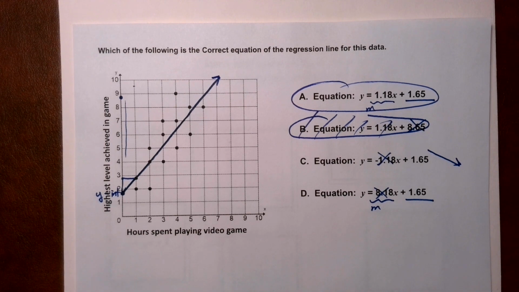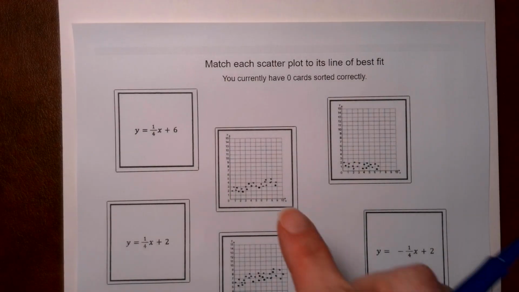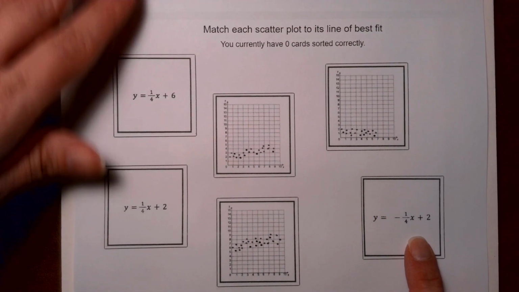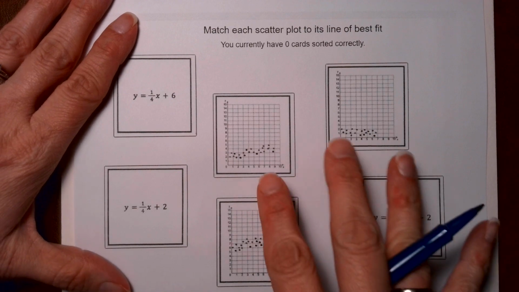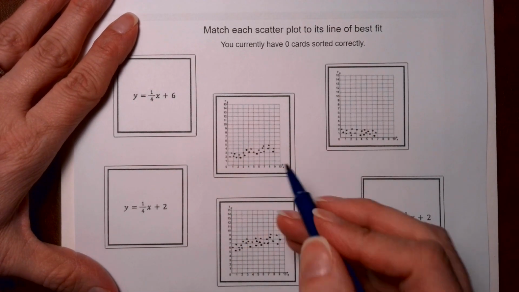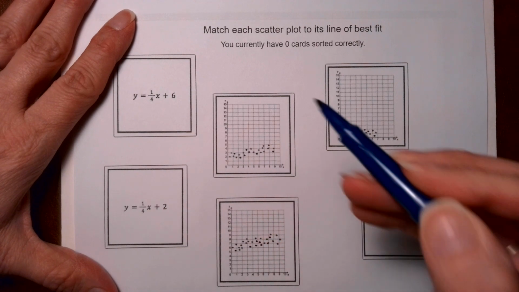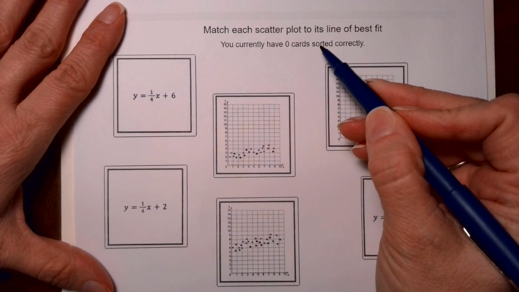You're going to be doing a Desmos activity right now, where you're going to be sliding scatter plots to their correct equations for the line of best fit. Now remember, when you're looking at line of best fit, you want to make sure your line goes through the center of the data. It says we currently have 0 cards sorted correctly.